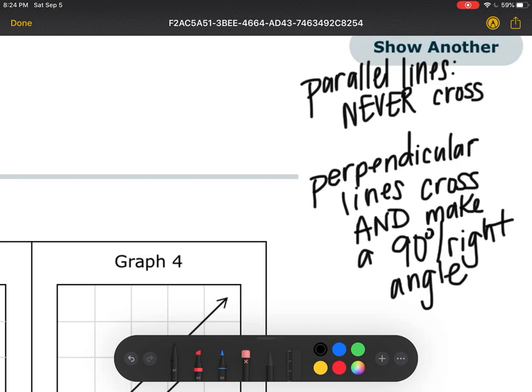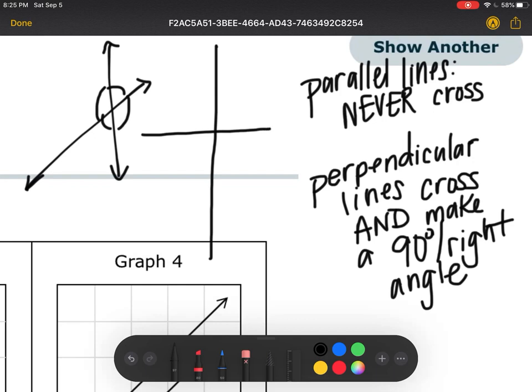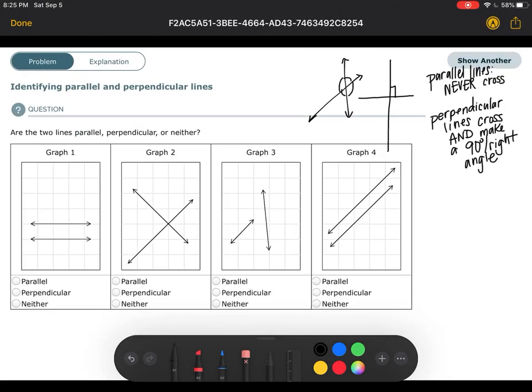The second thing you need to know is that perpendicular lines cross, and not only do they cross, they make a 90-degree angle where they meet. So I have a line here and a line here. These aren't 90-degree angles, so I know that that's not a perpendicular line. A perpendicular line is very direct. Most of the time, these questions are going to give you a right angle like that, so you really are sure that it's that way. But it won't always be that way.